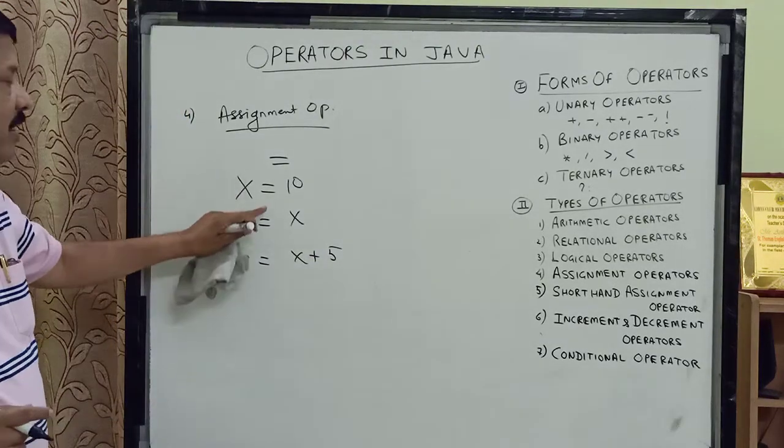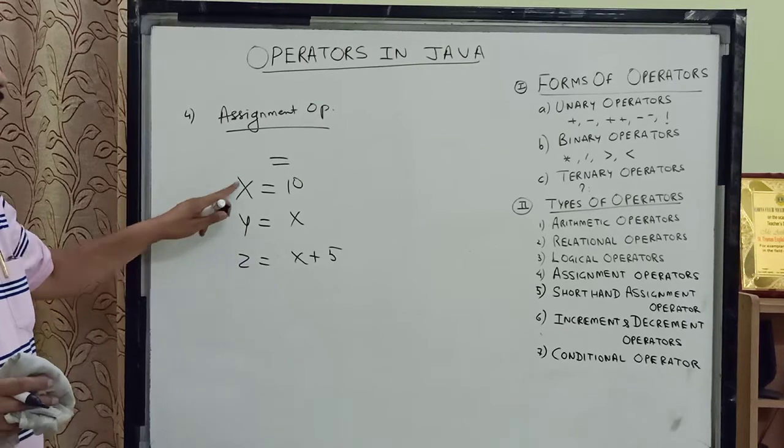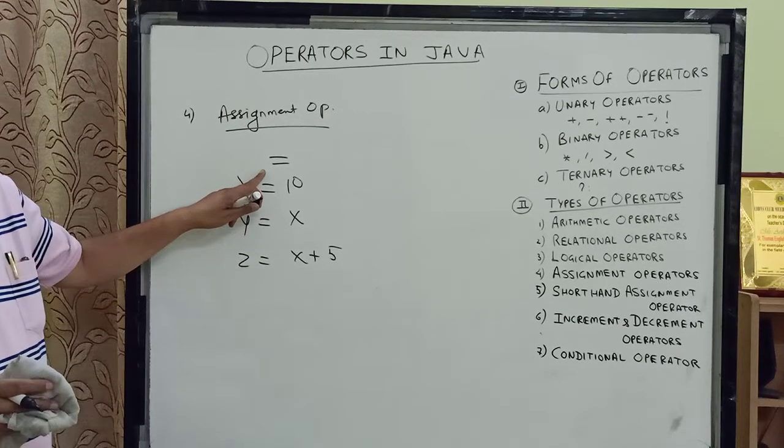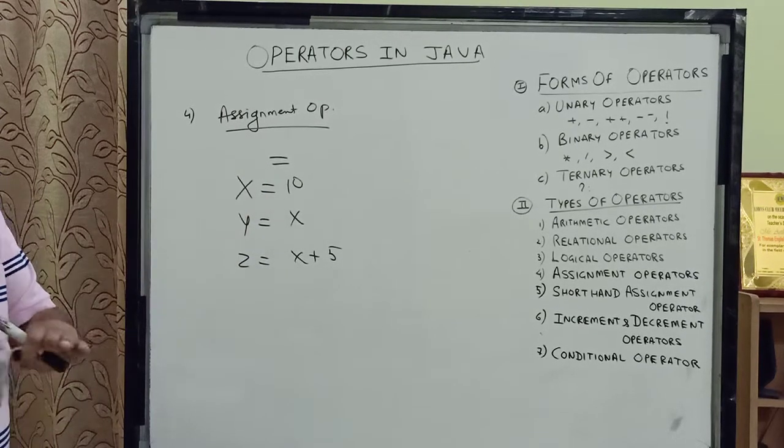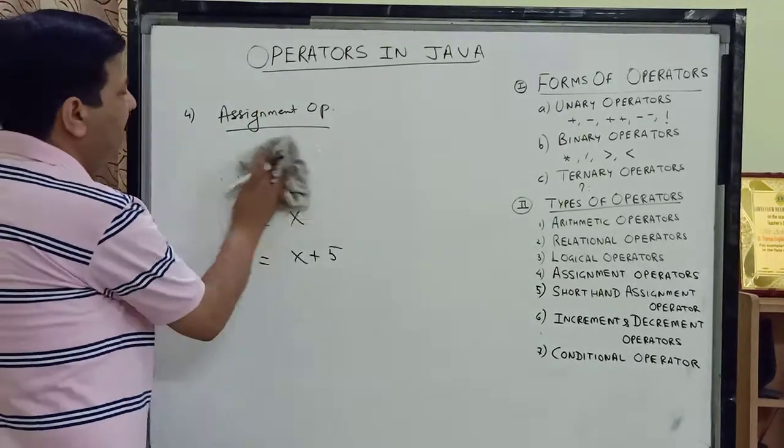So an assignment statement is assigning a value to a variable. It holds the last order of precedence, so this operator works when the whole expression is evaluated. So children, this is the assignment operator.